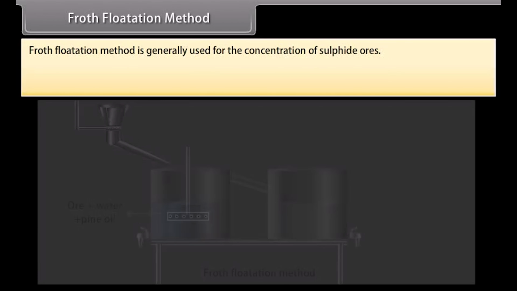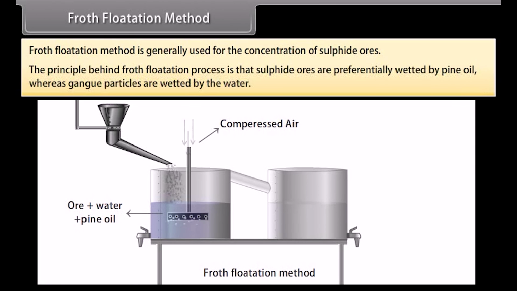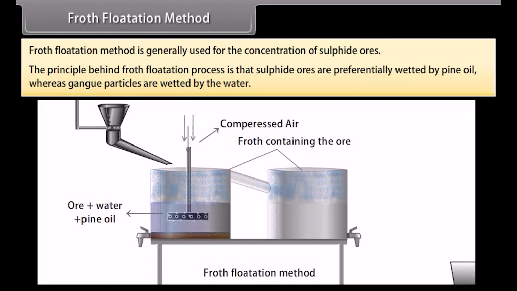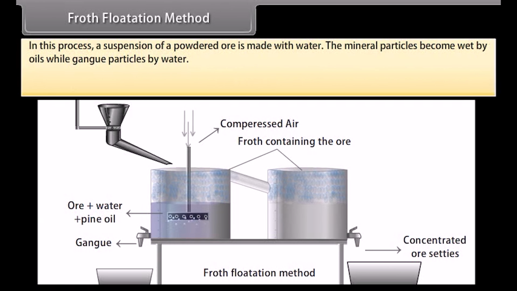Froth flotation method. This method is generally used for the concentration of sulphide ores. The principle behind the froth flotation process is that sulphide ores are preferentially wetted by pine oil, whereas gangue particles are wetted by water. In this process, a suspension of a powdered ore is made with water.